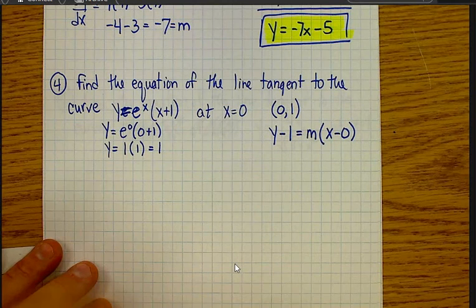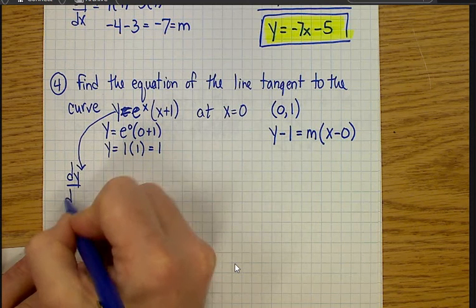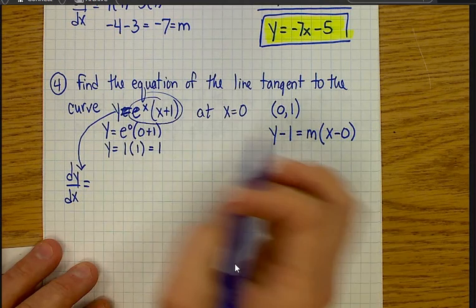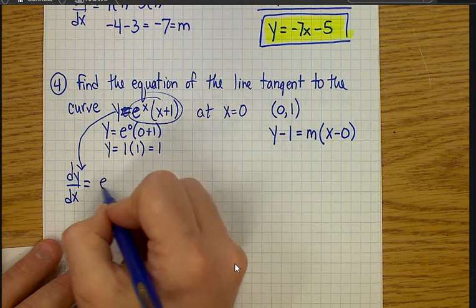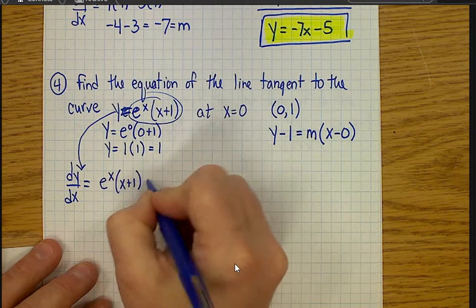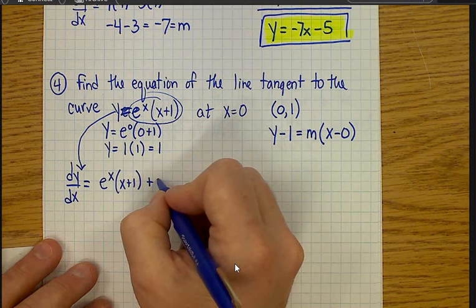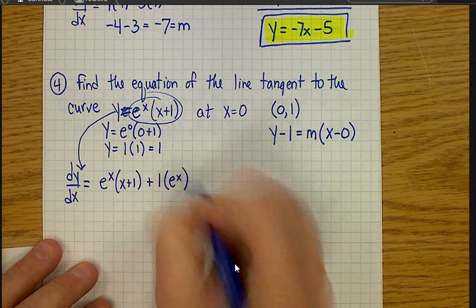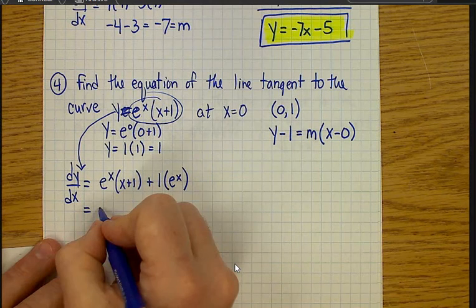Now I need to come down here and I need to take the derivative. So dy dx is going to equal, and now I'm going to take the derivative of this. It's a product rule. Let's start with the first. The derivative of e to the x is e to the x times the second, x plus 1. So nothing really changes yet. Plus the derivative of the second, which is just 1, times the first, e to the x.